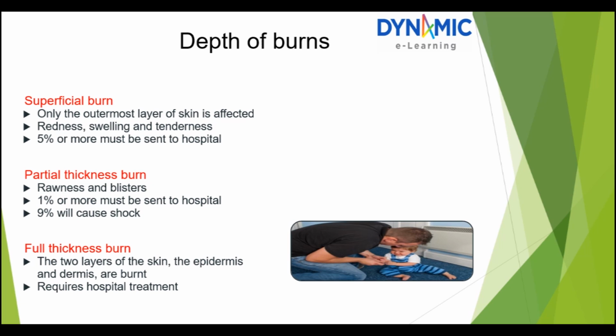With the Glasgow burn scale, it also shows us the percentages of the body. So the torso is 55%, the head and face 10%, and the area of the palm of your hand is 1% of your body. Partial thickness burns lead to rawness and blisters. If the burn is 1% or more of your body surface, then you must be sent to hospital, and 9% of people who are burnt will go into severe and immediate shock.